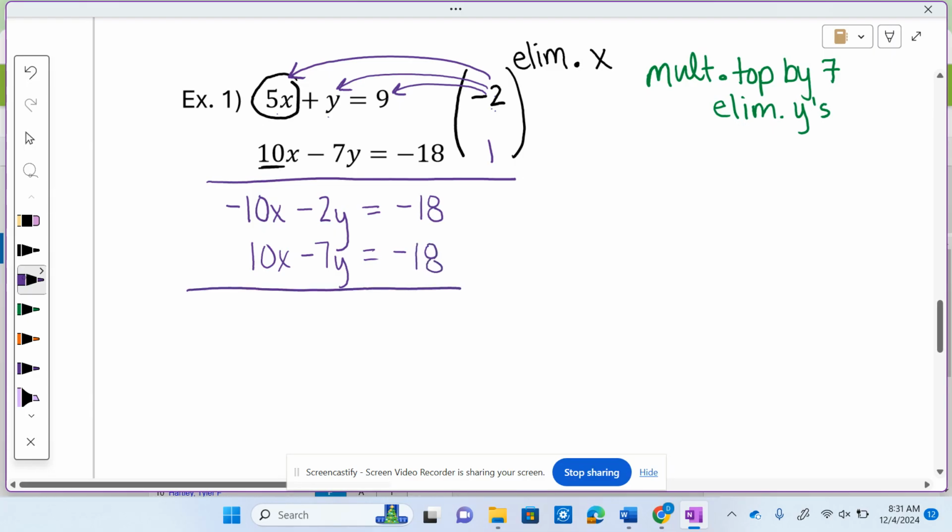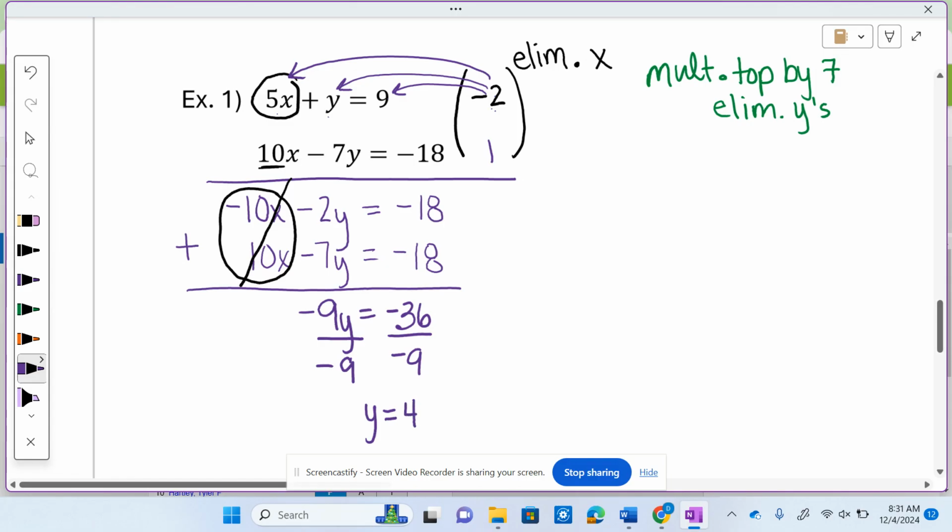Now remember that we are adding these two equations together. And I don't know why, but sometimes you guys look at that -18, -18, and you're like, oh, they cancel each other out. But they don't. Remember, we're adding these together. So the -10x and the +10x cancel each other out. A -2y plus a -7y gives me a -9y. Good. A -18 plus a -18 gives me -36. Divide both sides by -9. And I find out that y equals 4.